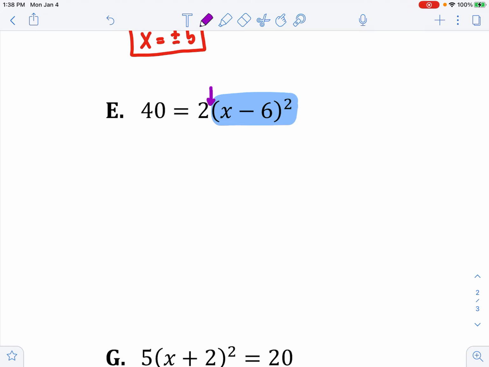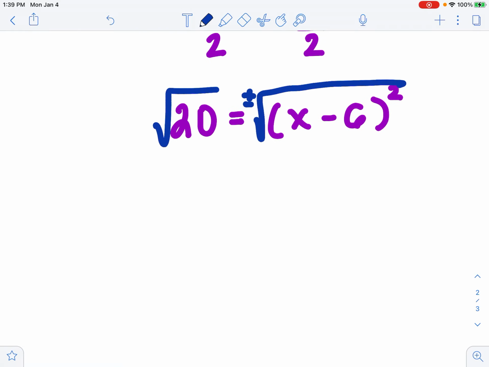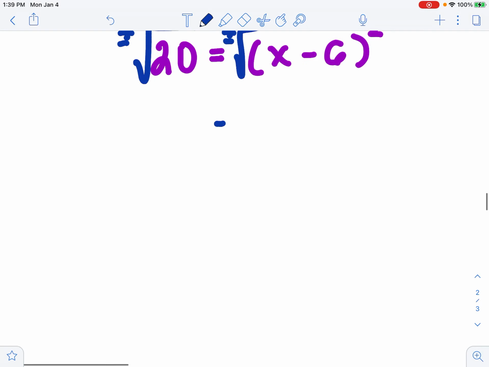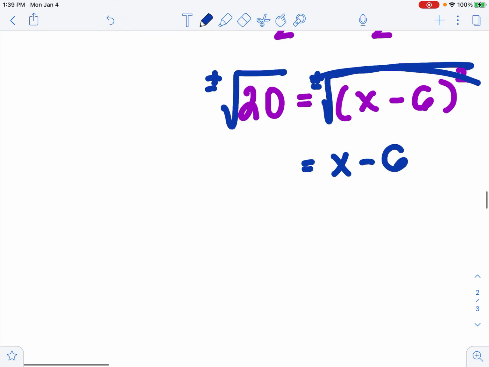What operation is happening right here? Is it addition, subtraction, multiplication, or division? It's multiplication. So to get rid of it, I'm going to divide both sides by 2. So now I have 20 equals x minus 6 quantity squared. Now it's very similar to the last one. I'm going to get rid of the square by square rooting, so square root plus or minus. On the right side, those cancel, and I have x minus 6. On the left side, I have plus or minus the square root of 20.